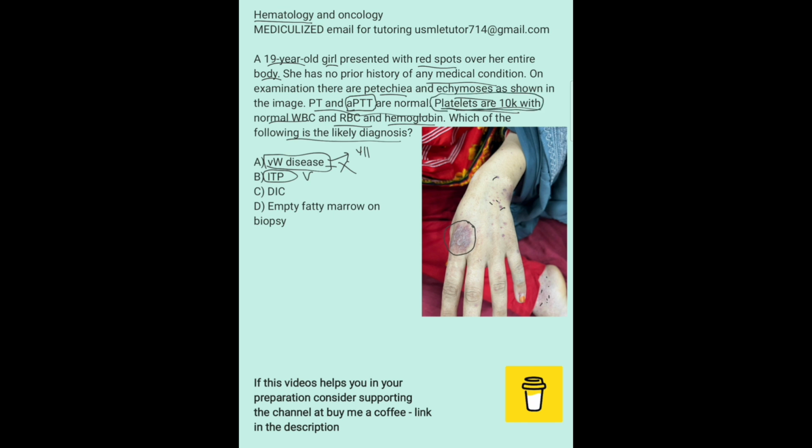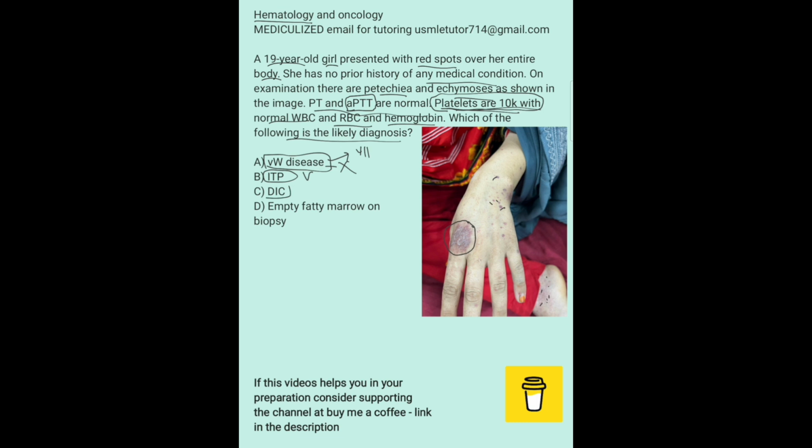So most likely this patient has ITP, where you get only the platelet numbers low. There is no qualitative defect. It's a quantitative defect where platelets are reduced because of destruction.